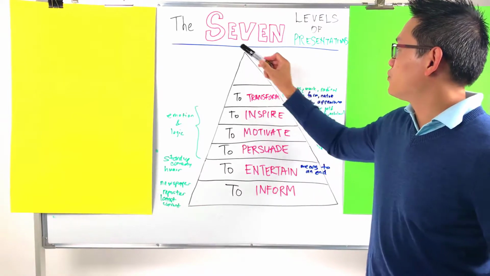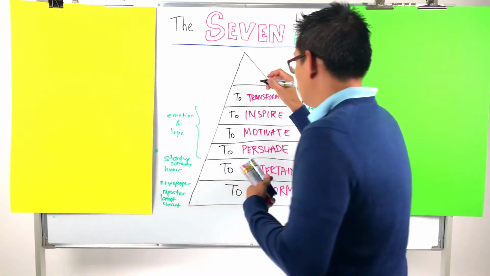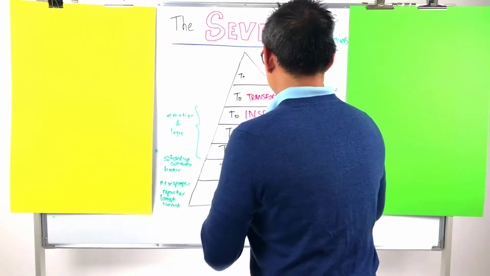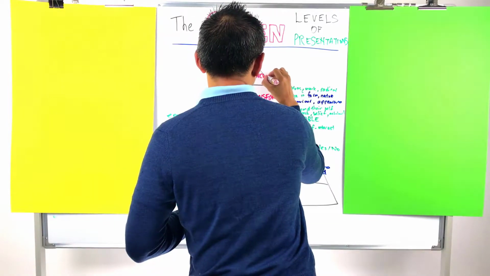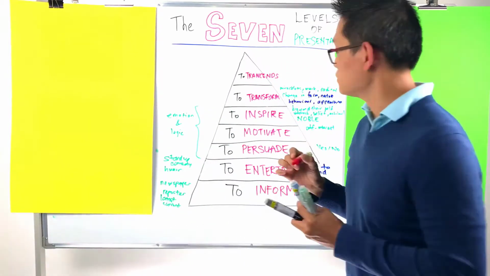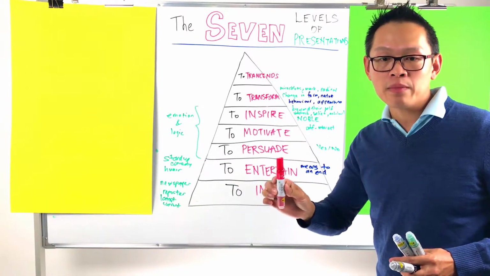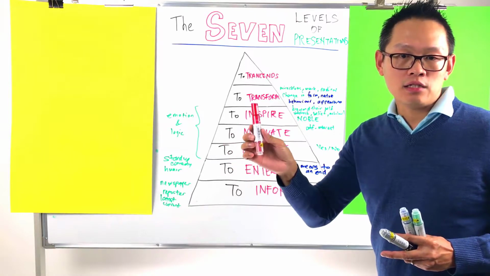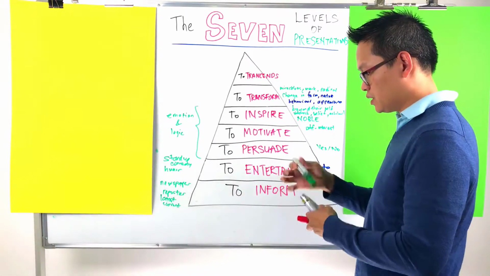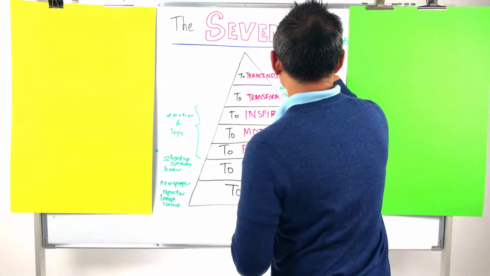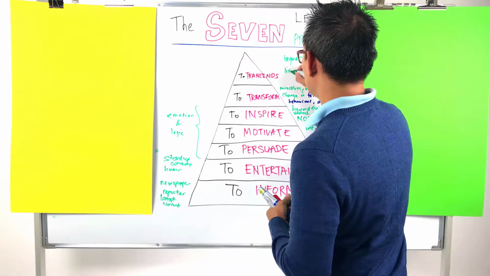The last level of the 7 levels of presentation, reaching the pinnacle of a presentation, is what I call to transcend. To transcend beyond time and space. And it is not understandable by a limited mind. It's beyond time and space. And the key thing is, it is beyond a limited mind.